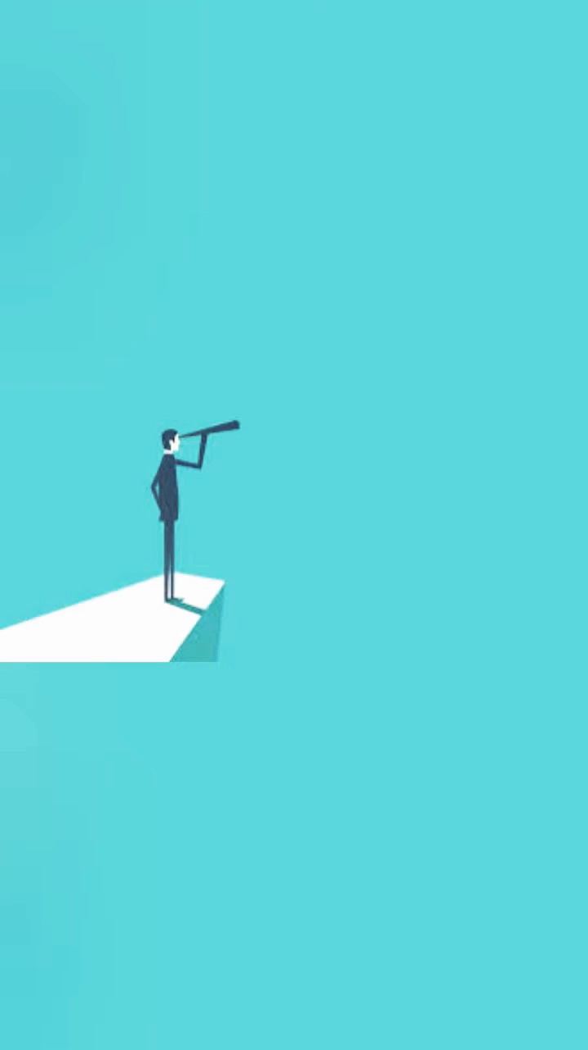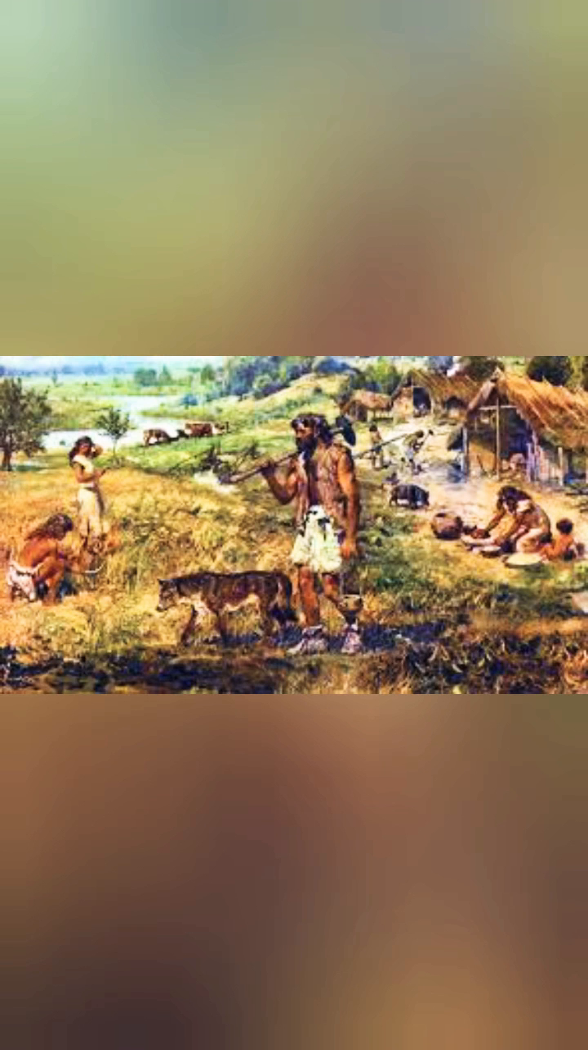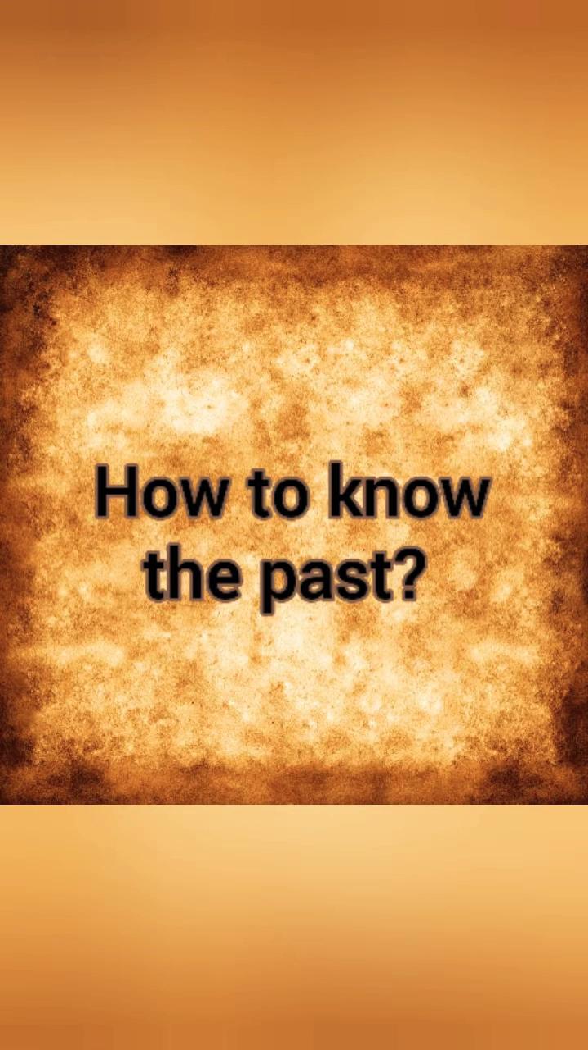The second important part of the topic is where, which refers to place. Here we will see where the centers of food gatherers and hunters were, and where animal rearing practices were also taking place. The next part of our topic is how, that is, how to know the past.